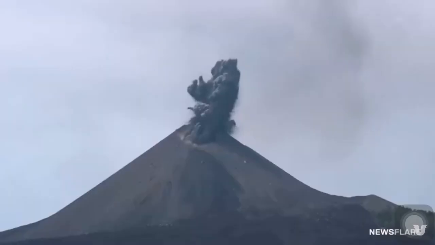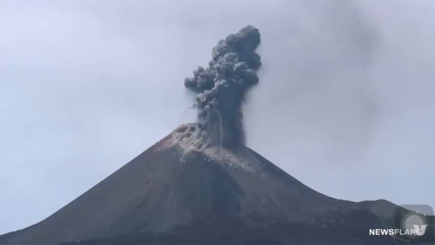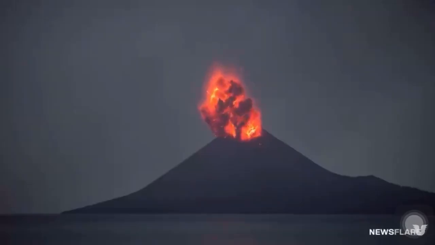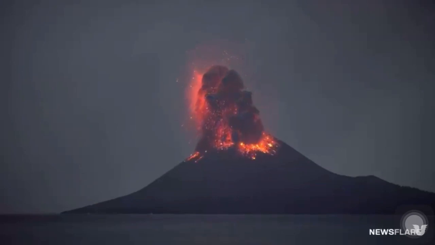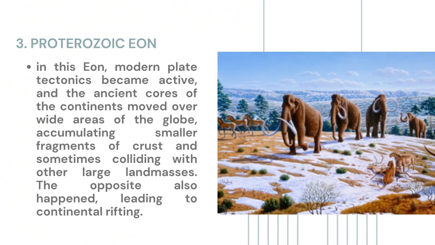At this time, there was considerably more volcanic activity on the Earth. Its crust was beginning to cool and its heat flow was far greater. The composition of both the atmosphere and oceans was very different. Now, the third eon, which is the Proterozoic Eon, comes from the Greek words meaning early life.